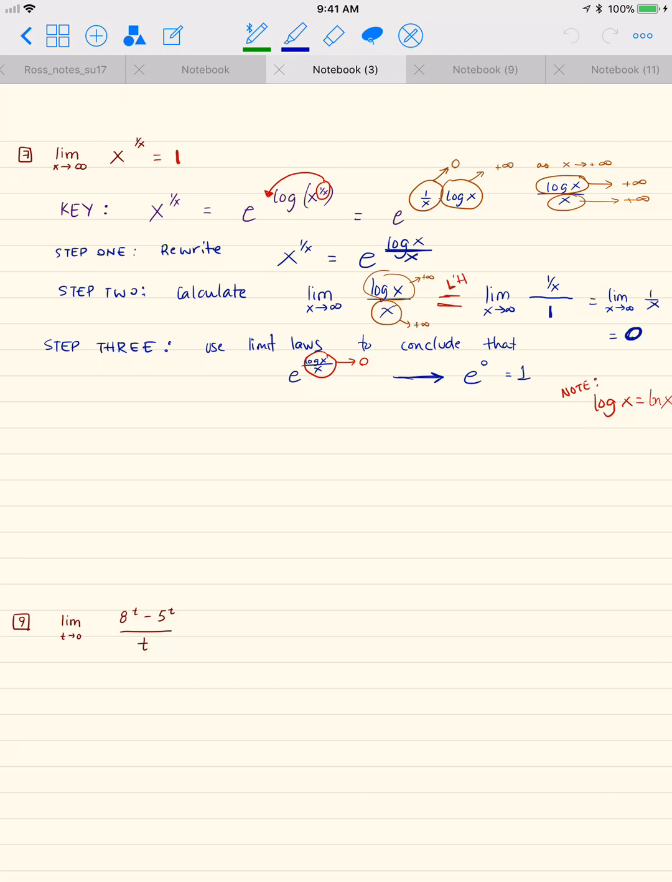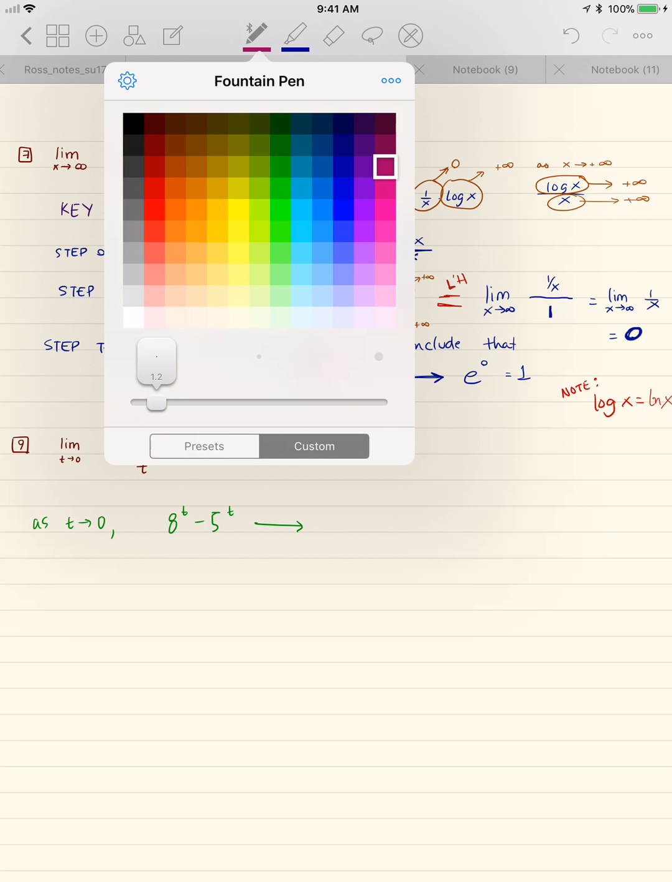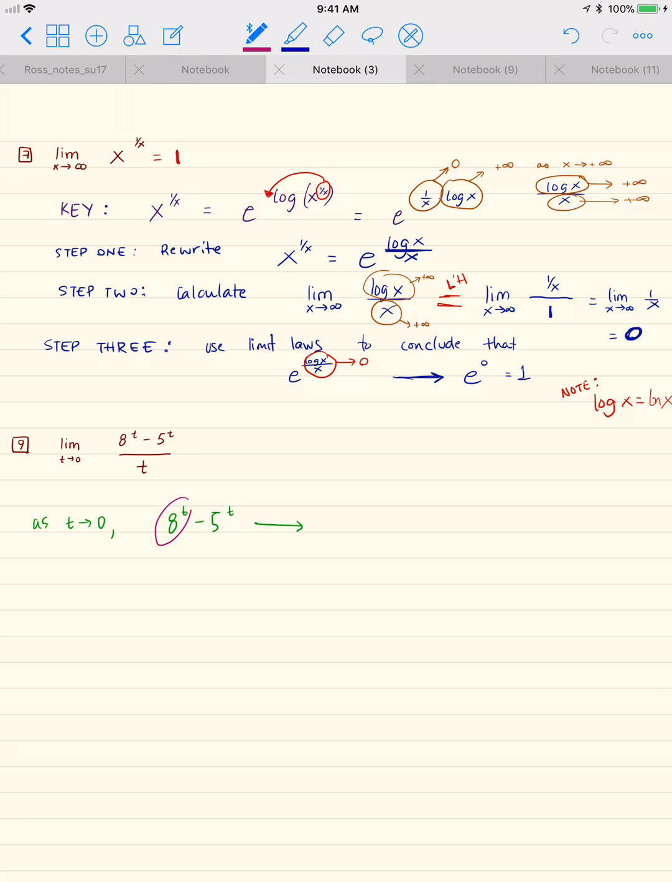Okay. Now let's go to this one right here, which is number 9. In order to do number 9, the first thing we're going to do is say what happens as t goes to 0. As t approaches 0, 8 to the t minus 5 to the t approaches what? Well, 8 to the t is going to approach 8 to the 0, which is 1. And then 5 to the t also is going to go to 1. So our numerator is going to go to 0.